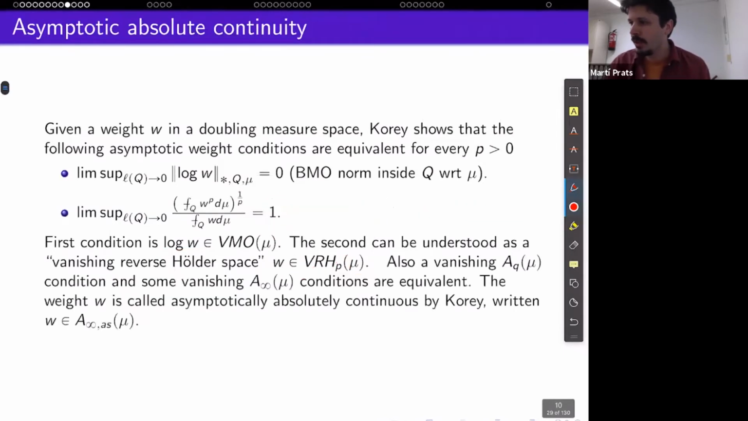And also there is a vanishing A_q condition and a vanishing A infinity condition, and all of these conditions are equivalent. This is a very nice work by Korey that you can find easily. I can give you the reference maybe if you need. So the weight W is called asymptotically absolutely continuous by Korey, and he writes it in this way. So it's A infinity, but asymptotically it's kind of vanishing.